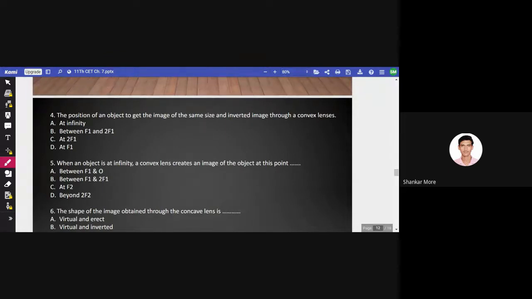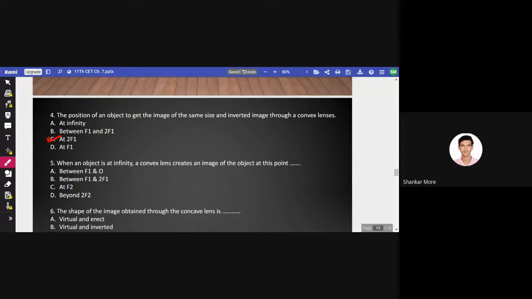point if we put object there, so we'll get an inverted image of same size, right? So 2f1, तो 2f1 क्या है? f1 क्या है? f1 is the focal length or the principal focus, isn't it? So उसका अगर हम twice करेंगे on the left side, so it would be 2f1. Okay, let me mark this 2f1. When an object is at infinity, a convex lens creates a image of the object at this point.